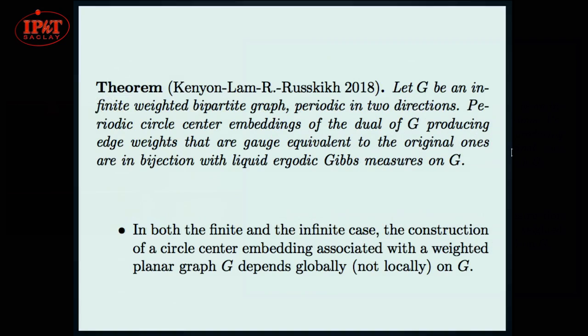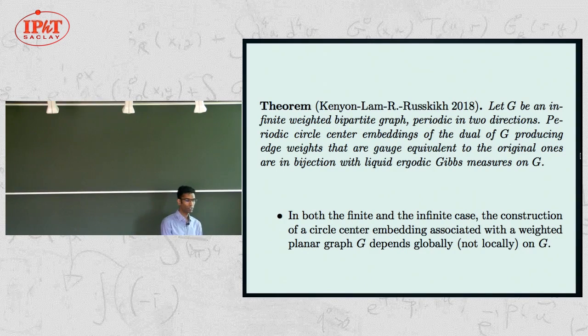So for this setting, infinite biperiodic graphs, we have the following result. If you start with an infinite weighted bipartite graph periodic in two directions, then you want to construct periodic embeddings of circle centers of the dual graph of G, which produce edge weights which are gauge equivalent to your original edge weights. And here again, you have infinitely many possibilities. But actually, you can somehow count how many possibilities you have for each liquid ergodic Gibbs measure that you have for your dimer graph. You have exactly one circle center embedding, one periodic circle center embedding of the dual graph.